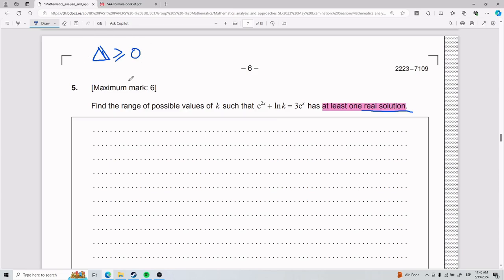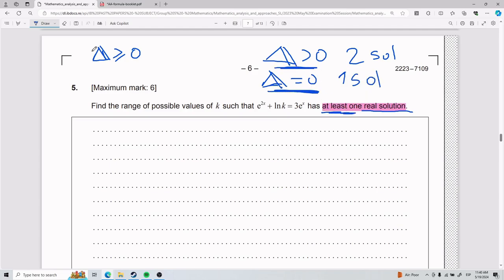Why greater than or equal to 0? Well, we said that greater than 0 was for two solutions. We said that equal to 0 was for one solution. And so if it's at least 1, then it is either 0 or greater. So the discriminant has to be greater than or equal to 0. Awesome. We just identified that we need to use the discriminant, and that is the way to go, and you're going to find when the discriminant is greater than or equal to 0.